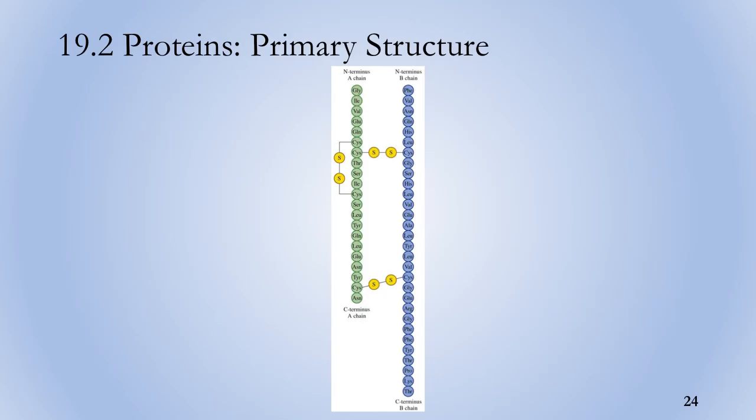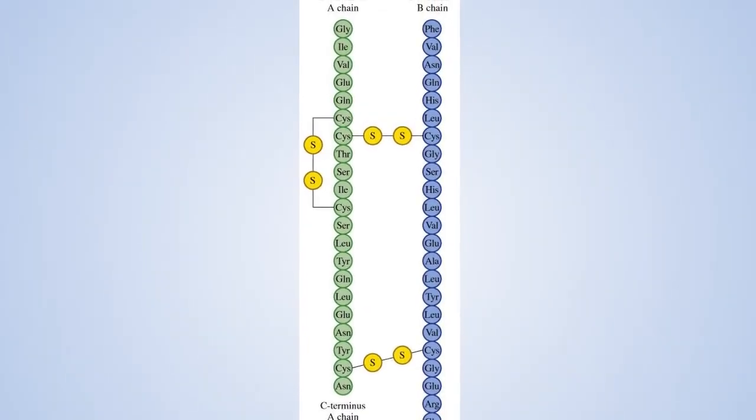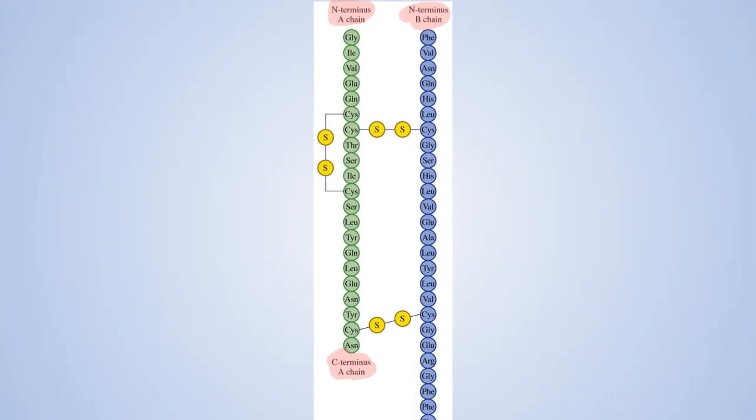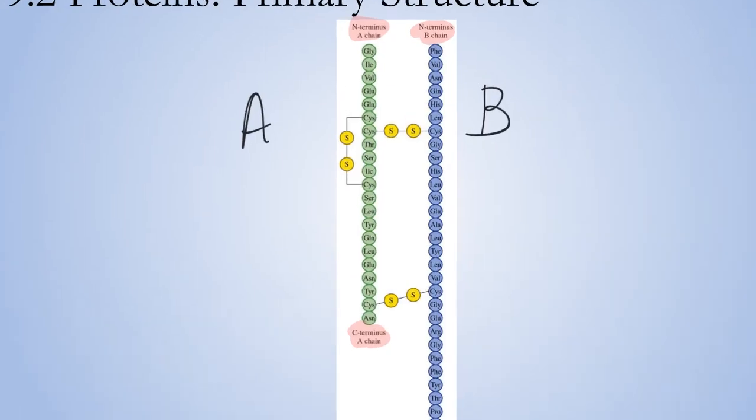Proteins can be more complicated. You can have multiple different chains attached together, as this picture is showing. In green, we have an N-terminus up here and a C-terminus down there. And then in blue, we have an N-terminus at the top and a C-terminus at the bottom. We call the individual chains the A chain and the B chain respectively.